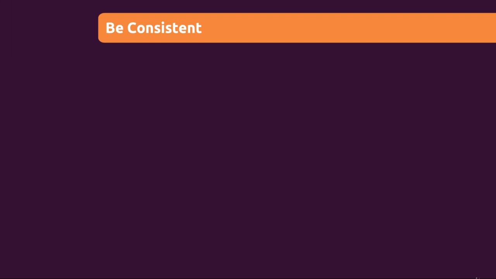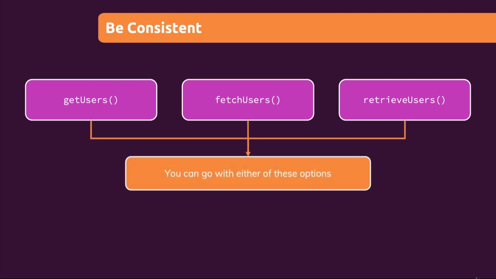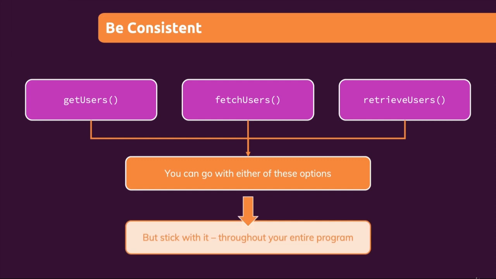you should stay consistent when naming things. For example, let's say you are writing a function which retrieves some data, let's say a list of users. You could name that function getUsers, fetchUsers, or retrieveUsers. They all kind of describe the same thing, and all three names would be fine. You can go with either of these options, but then stick with it. Be consistent. Throughout your entire program, always use the same pattern.